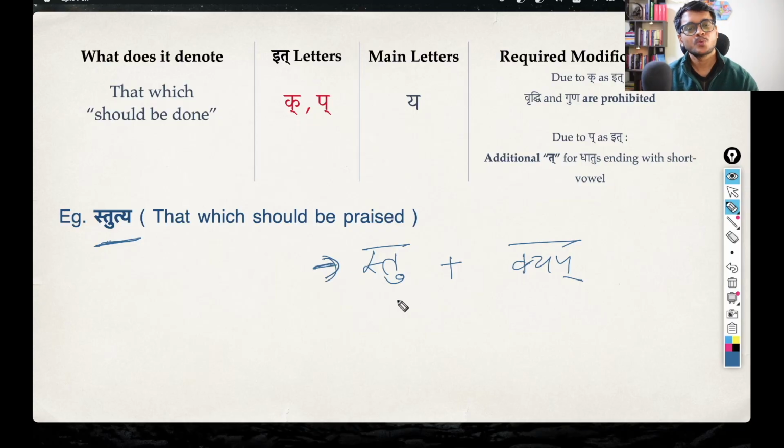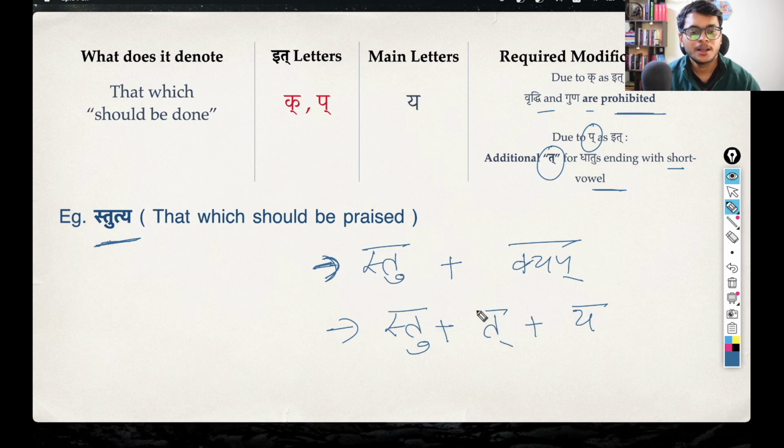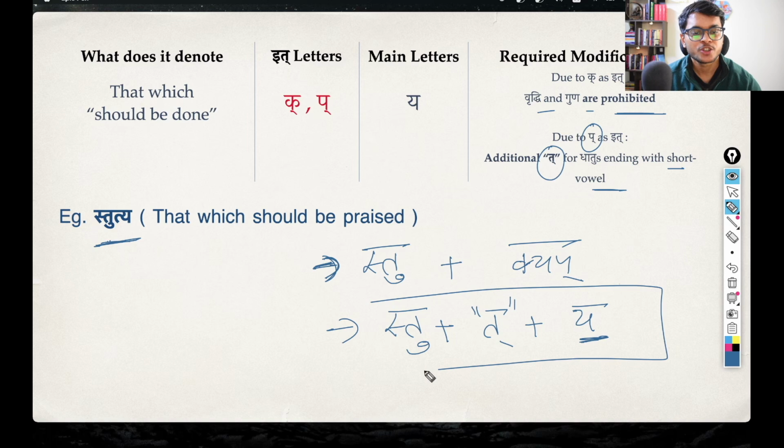Okay, so stu dhatu is one such dhatu that takes this kya pratyaya. Now, what are the modifications? Vriddhi and guna are prohibited, no problem. And then, due to this pa as an ith letter, if the dhatu is ending with a short vowel, then an additional takara comes. And since our dhatu stu is indeed ending with a short vowel, short u, an additional ta will come between dhatu and the pratyaya. So, kya pratyaya, the ya is the main content. We have this arrangement, we just simply combine them together. So, the pratipadika we get is stutya, that which should be praised. Okay, I hope this example is clear.